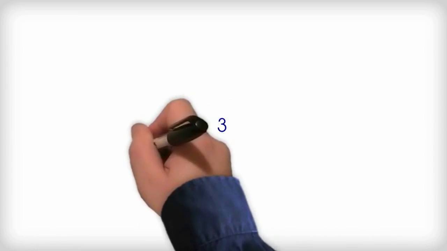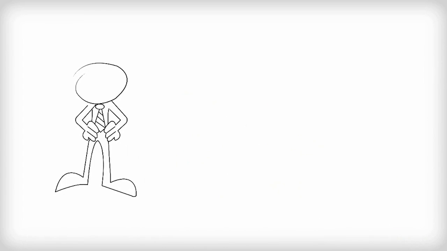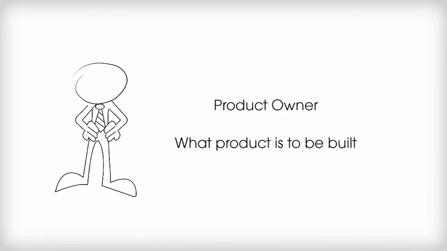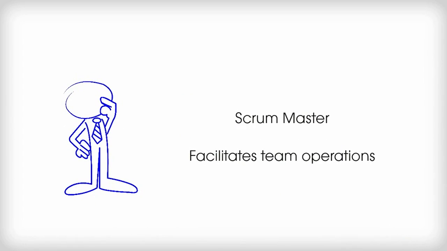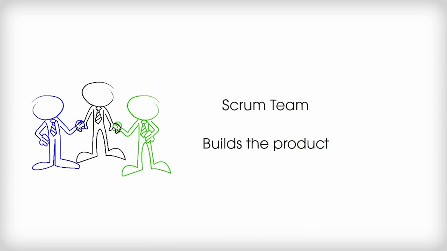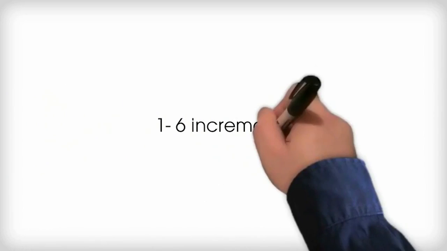Now that we know what Kanban is, let me give you a brief introduction to Scrum. Scrum has three important roles: the product owner, who prioritizes what product is to be built, a Scrum Master who facilitates team operations, and a development team, the Scrum team, who build the product. The work is done in 1 to 6 week increments called sprints.